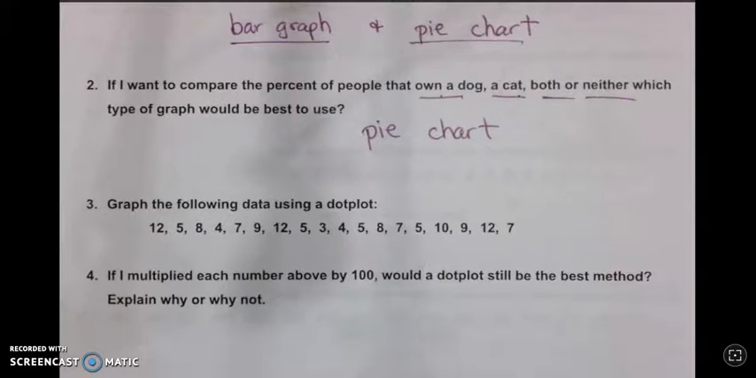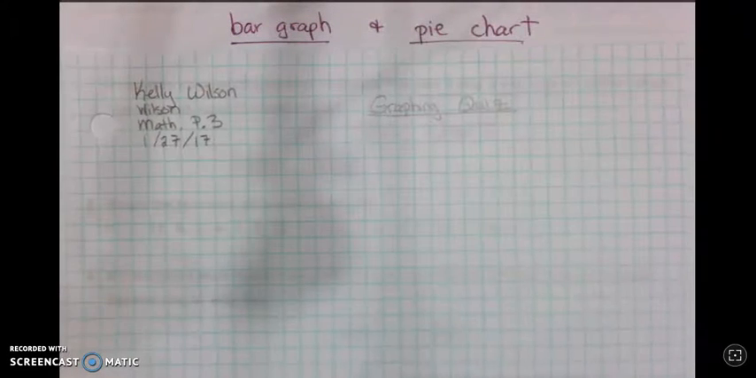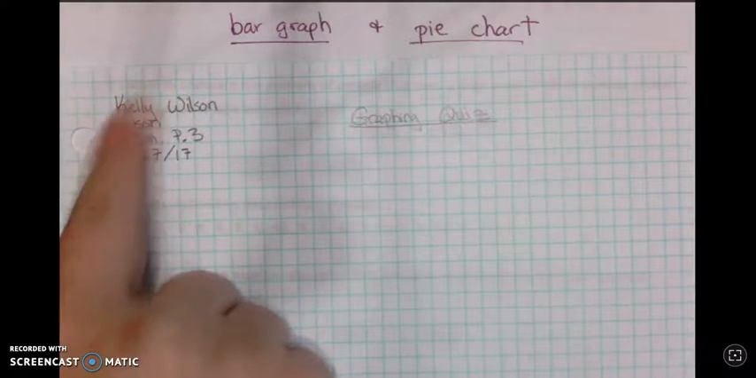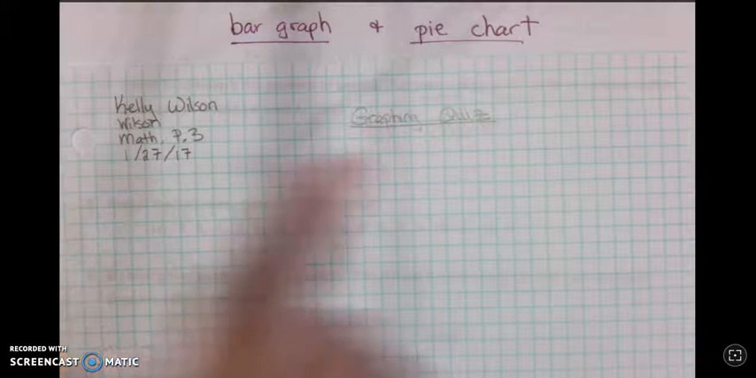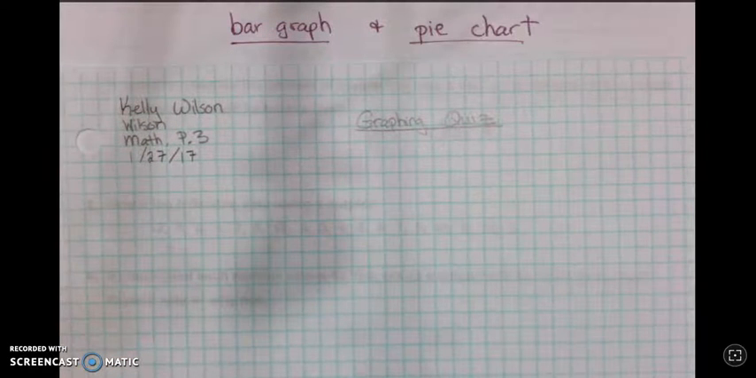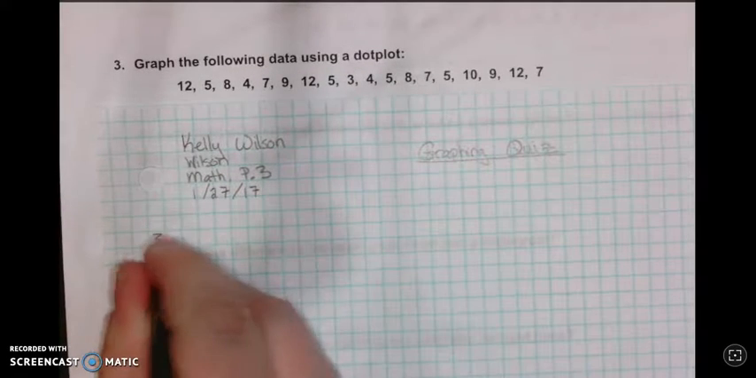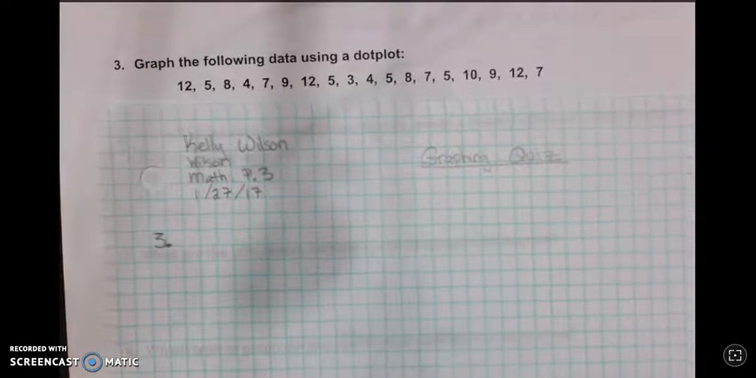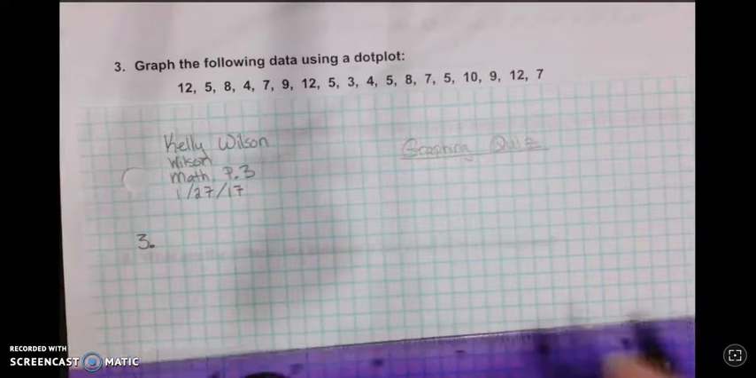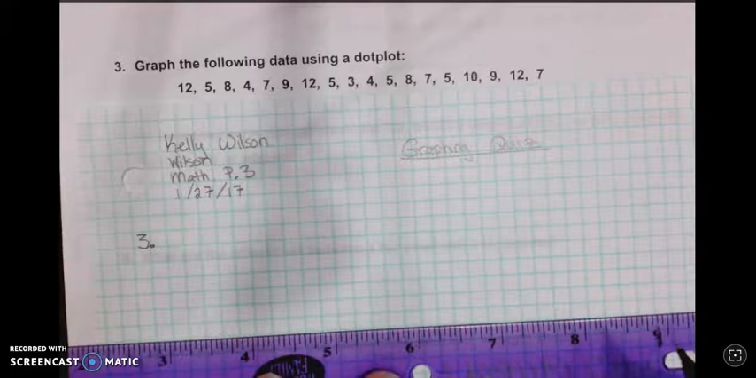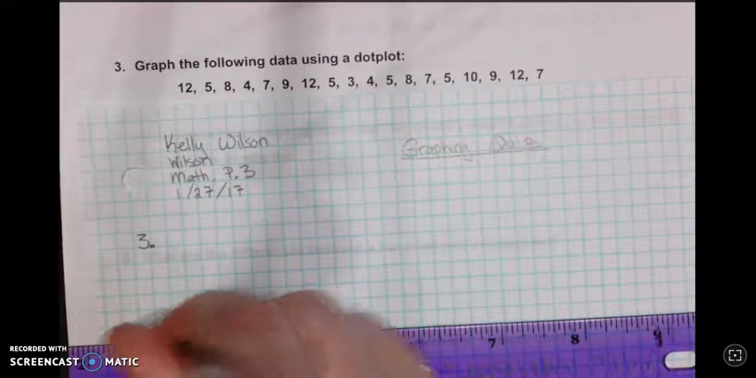Okay, number 3, we are going to graph this data using a dot plot. So you're going to have a separate piece of graph paper that you'll staple to the back of this. And on that graph paper, you want to put your entire, complete heading, and title it Graphing Quiz. And then we are going to number this. This is number 3. So put number 3 here. And on our dot plot, all you need is the x-axis. So I'm going to put it about here, and using my ruler, draw a straight line.